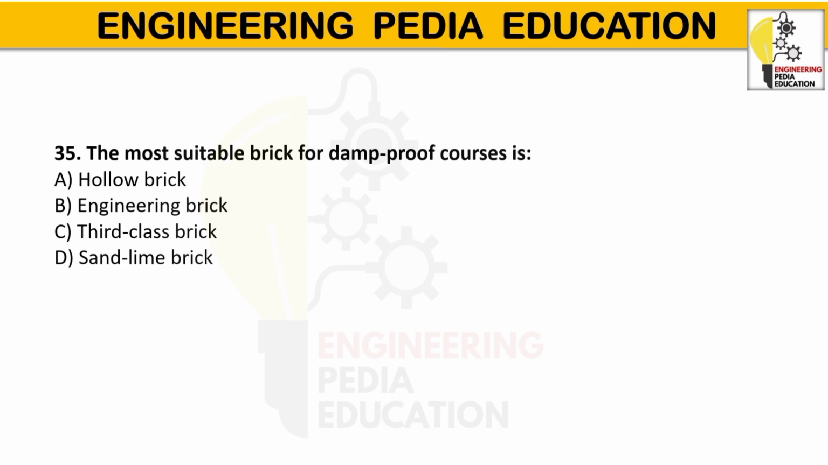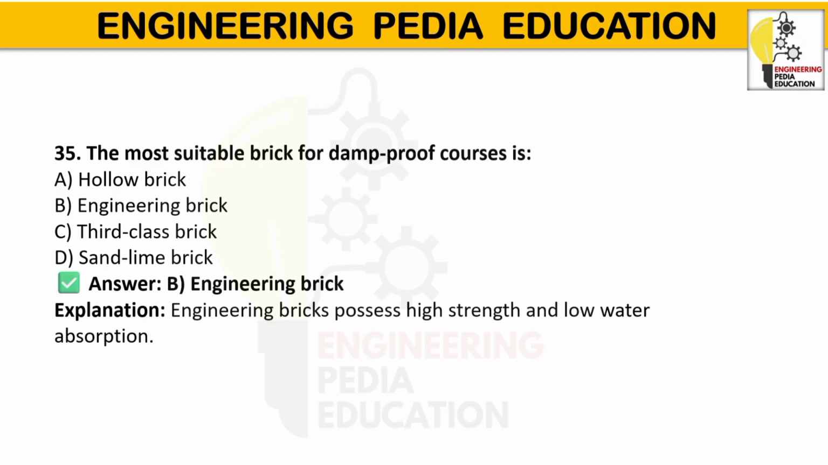The most suitable brick for the damp proof course, DPC, is: hollow brick, engineering brick, third class brick or sand lime brick. So the correct option is engineering brick. Engineering brick possesses high strength and low water absorption. DPC is done to prevent moisture. Rich cement concrete in the ratio 1:2:4 is used. Asphalt can also be used. Stone slab or plastic polythene sheet can be used for this.